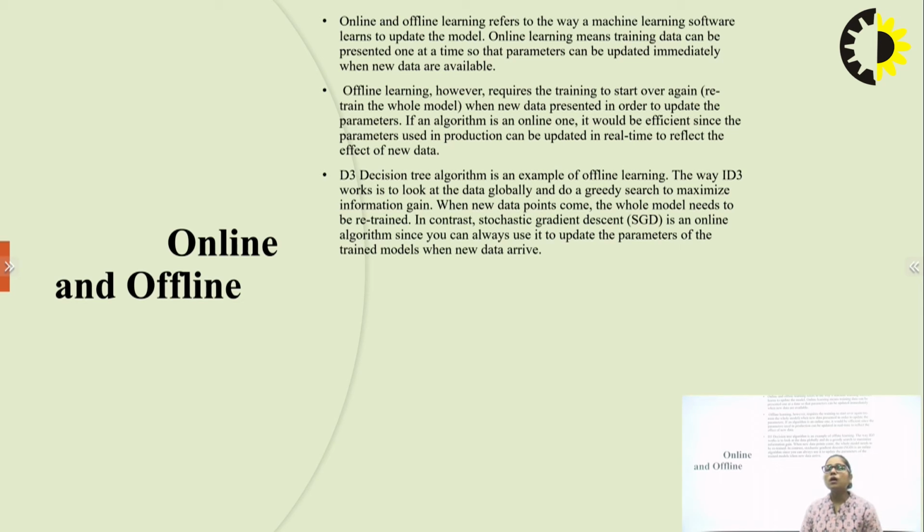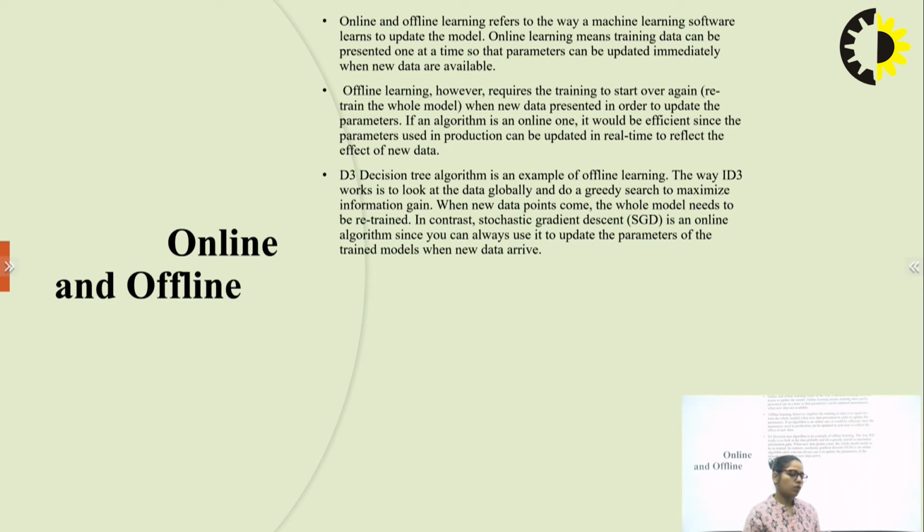Offline learning algorithms, however, require the training to start over again, retraining the whole model when new data is presented in order to update the parameters. If an algorithm is an online one, it would be efficient since the parameters used in production can be updated in real time to reflect the effect of new data. Is a decision tree algorithm an example of online or offline learning? The way ID3 works is to look at the data globally and do a greedy search to maximize information gain. When new data points come, the whole model needs to be retrained. In contrast, stochastic gradient descent is an online algorithm since you can always use it to update the parameters of the trained model when new data arrive.